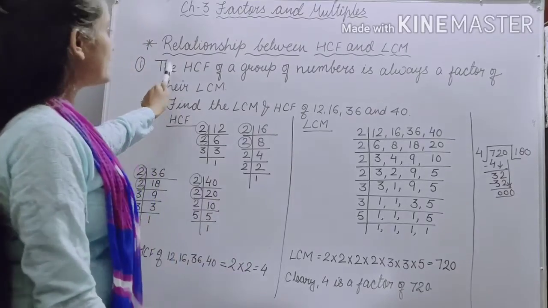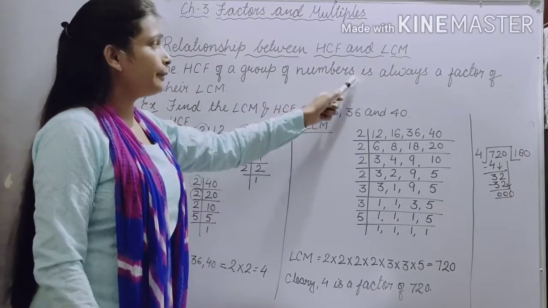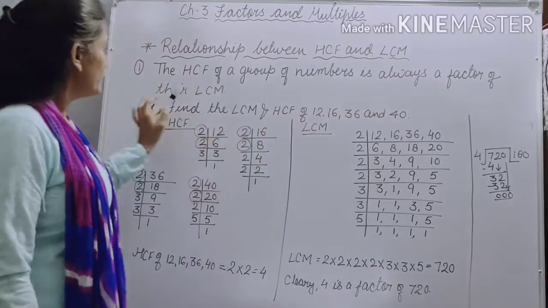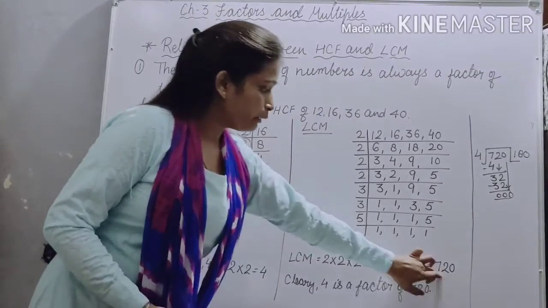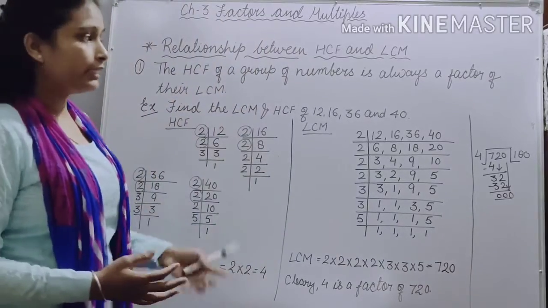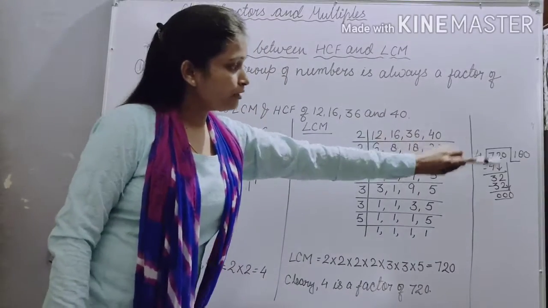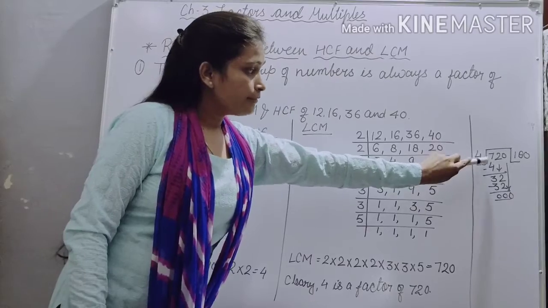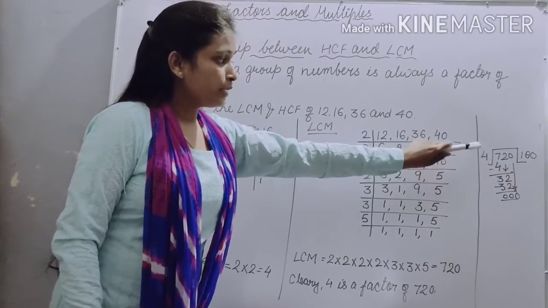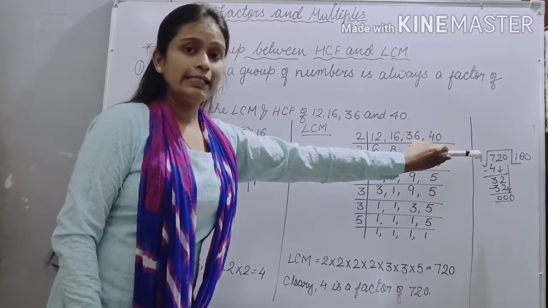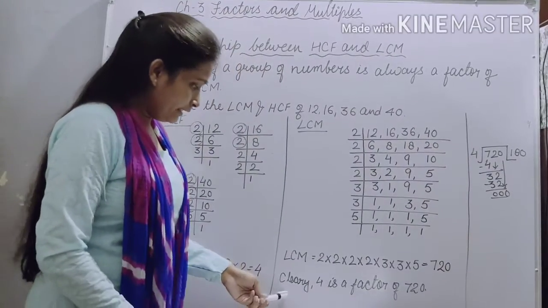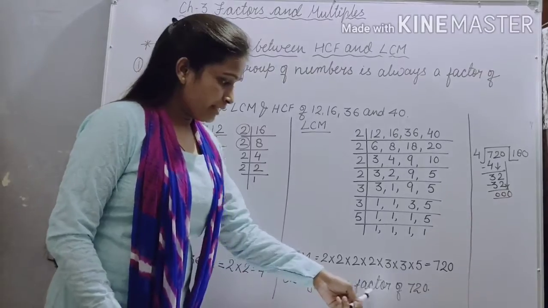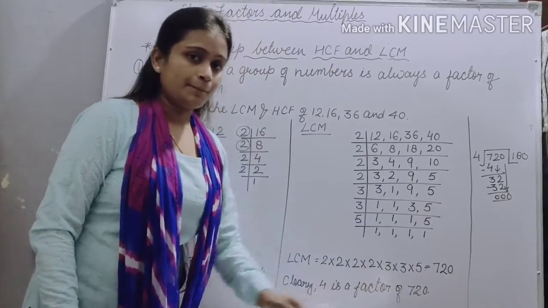Now the point is the HCF of a group of numbers is always a factor of their LCM. Means अब जो यहाँ पर HCF आया है उसको आप 720 से डिवाइड करके देखो क्या वो उसका फैक्टर है या नहीं. तो यहाँ पर मैंने इसको डिवाइड किया, 720 divided by 4 which will give 180 times. Means ये properly divide हो रहा है यहाँ पे. So clearly I can write here 4 is a factor of 720.